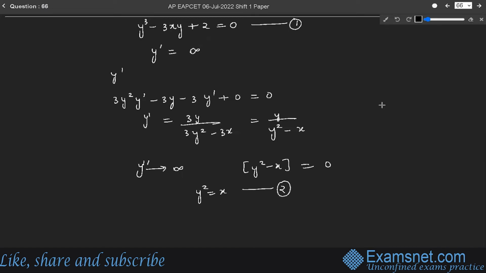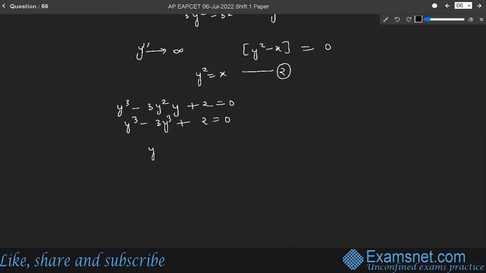Now substituting x = y² in equation 1, we get y³ - 3y²·y + 2 = 0. So it will be y³ - 3y³ + 2 = 0. So from here we can say that y³ will be equal to 1. So y will be equal to 1. Now if we substitute y = 1 in equation 2, then we get the value for x. So 1 = x, or you can say 1² = x. So x will be equal to 1.